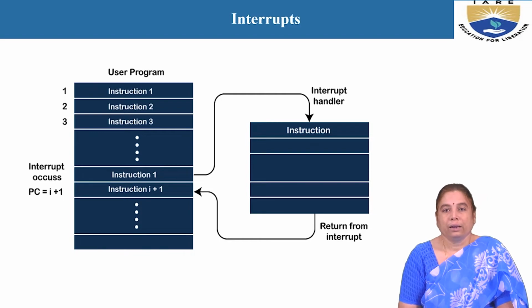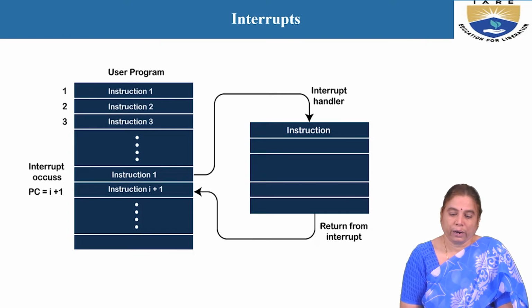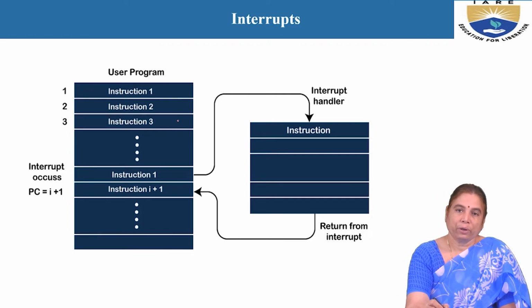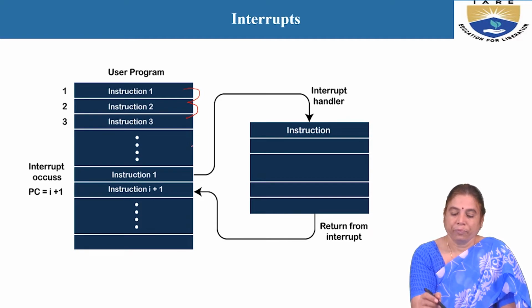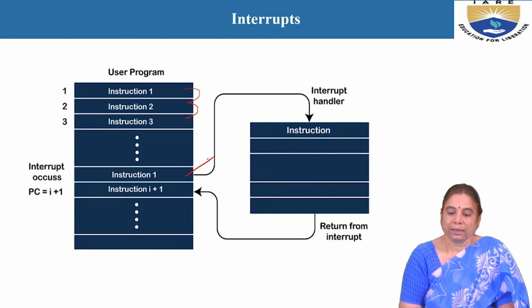So how can interrupts be executed? This is the user program. The CPU generally executes the program in sequence, one instruction after another. When an interrupt rises, that is a signal that can be received by the CPU.